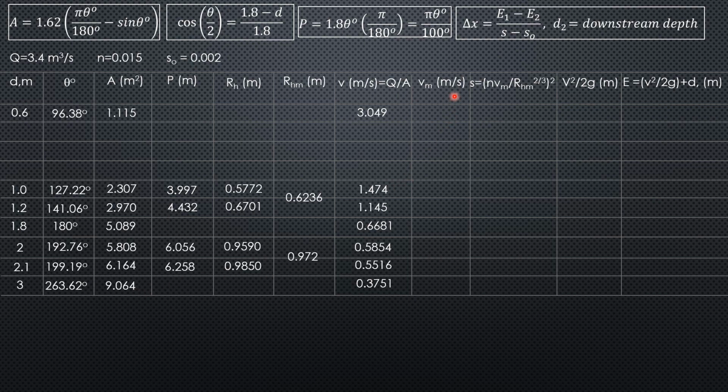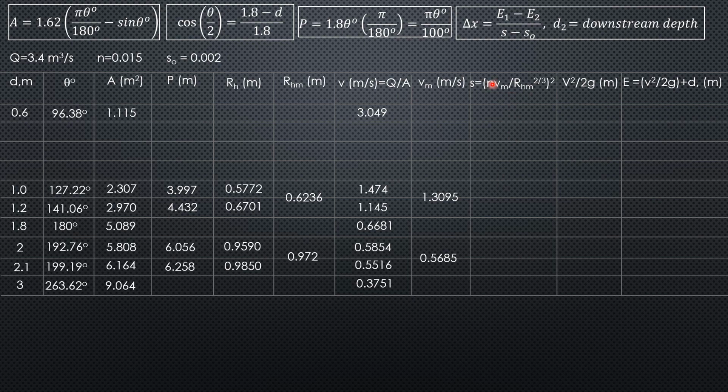Then the mean velocity only for 1 and 1.2, and 2 and 2.1. So 1.474 plus 1.145 divided by 2. Let's place it in between, 1.3095. Then 0.5854 plus 0.5516. Let's place it here, 0.5685. Then we can now solve the slope.